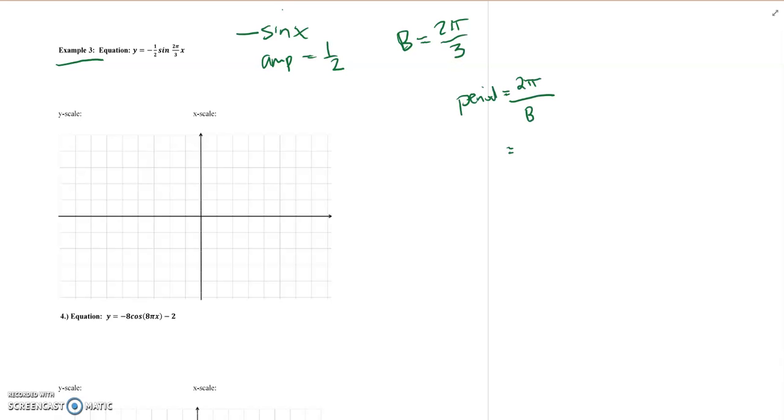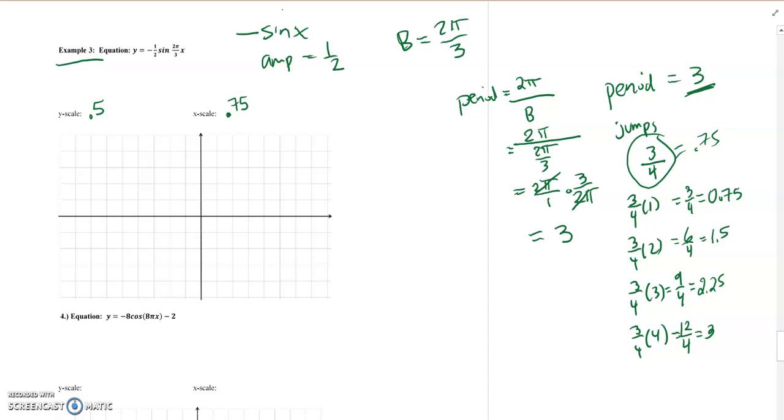Because the b value is 2 pi over 3, we've got to figure out our period. Well, we take 2 pi divided by 2 pi over 3. When we do this division, the 2 pi's cancel out, and we end up with the period being 3. So the period of this function is 3.